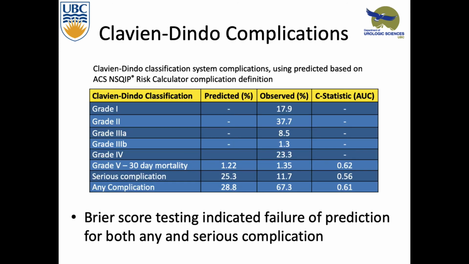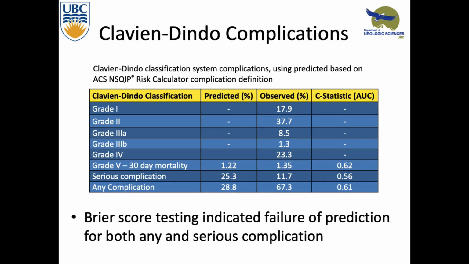We also looked at, this risk calculator gives you a definition, but can it predict for something that we might find more clinically significant, like Clavien-Dindo complications? And if you look at the C statistic, it was 0.62 for mortality, which we saw previously it did have poor predictive value. And for serious complication, it was 0.56, which would say failure to predict. And any complication was 0.61, which would say that we have to do prior testing.